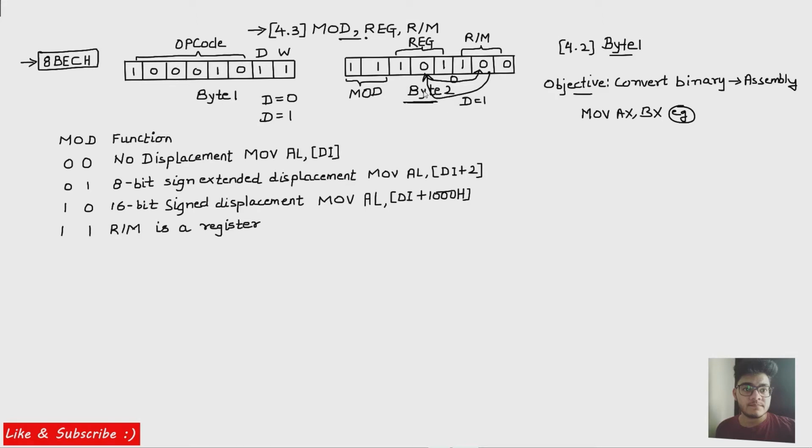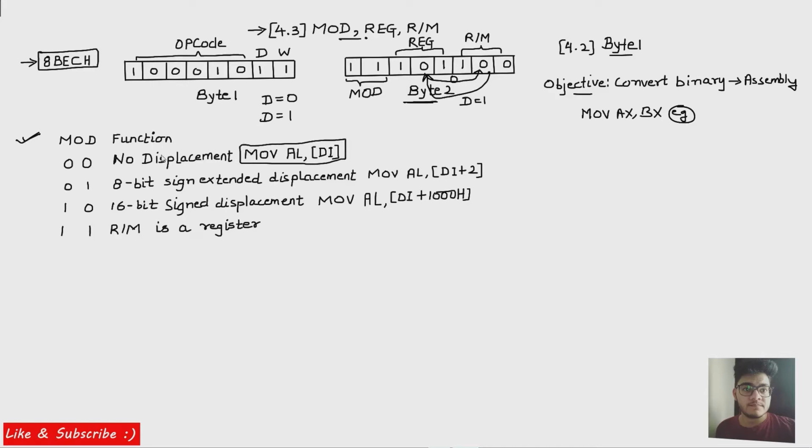In byte 2 we first have the mod field. The mod field is of 2 bits, and you can see this table here. The mod field is 2 bits, which means 4 combinations: 00, 01, 10, 11. When the mod field is 00, then we say that there is no displacement in the instruction. And since there is no displacement, an example can be like this. I have written some examples to represent what this means, right?